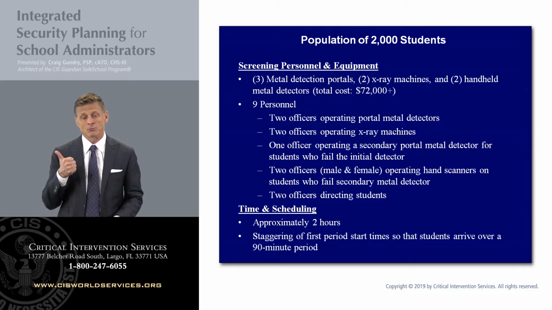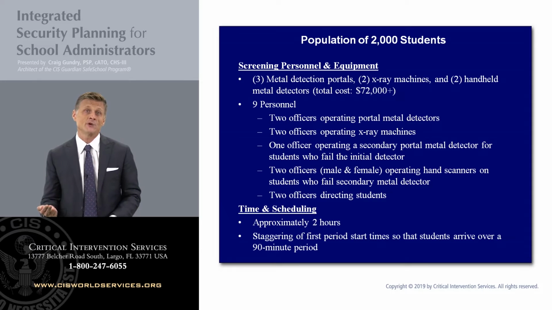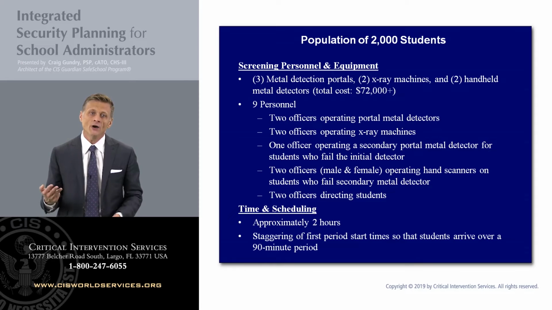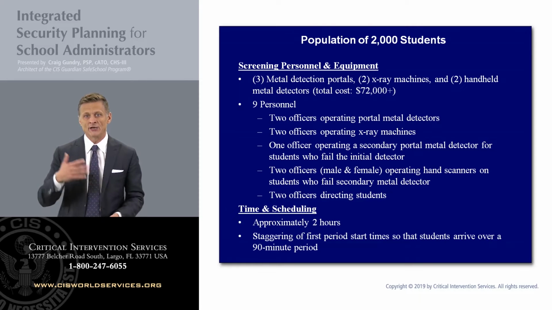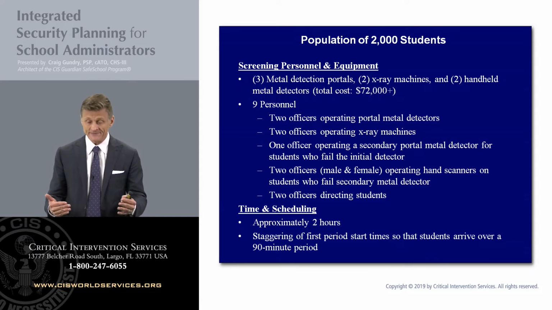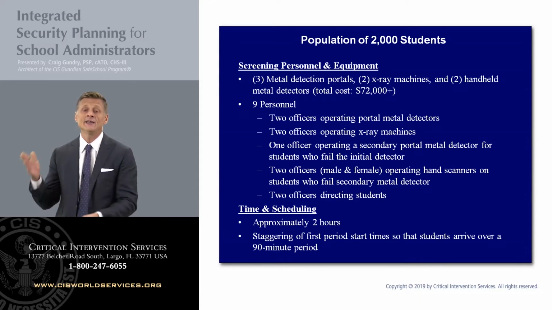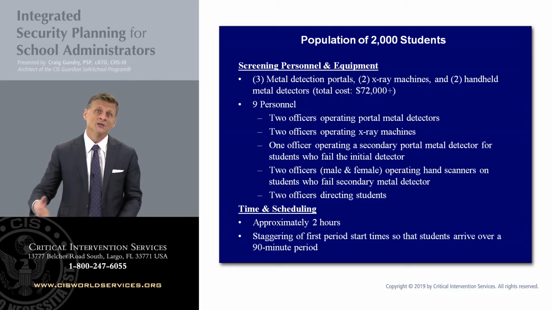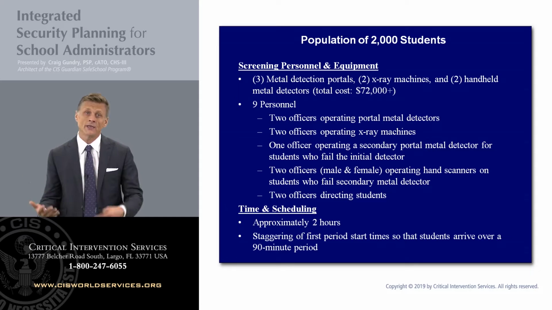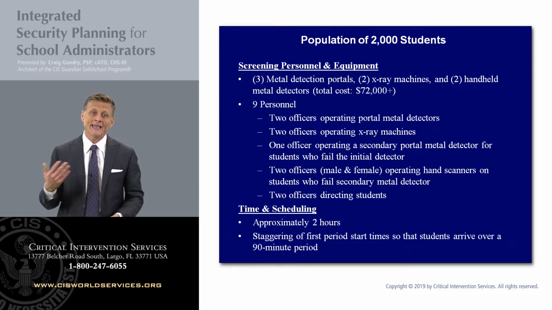That's 2 officers operating the portal metal detectors, monitoring the students passing through, 2 officers operating the X-ray machines, scanning hand-carried objects brought into school, 1 officer operating a secondary metal detection portal for students that fail the first detector. So anybody that fails the first detector is diverted aside and then they are passed through another portal, monitored by another officer.